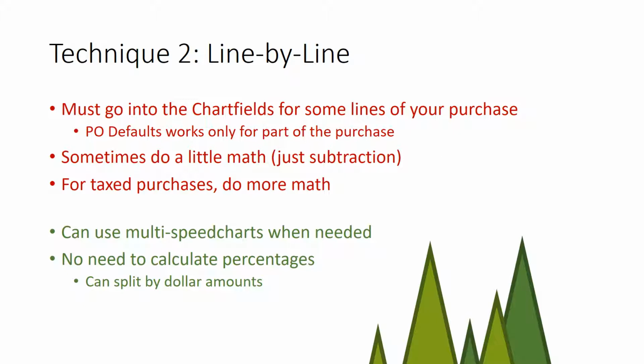On the plus side, however, if you have more than one line of coding, there's no need to worry about wondering what the other codes are because you can't use multi-speed charts in the PO defaults box. And you don't have to figure out the percentages of your dollar amounts. I'll show you the second method and you can decide which you like better.